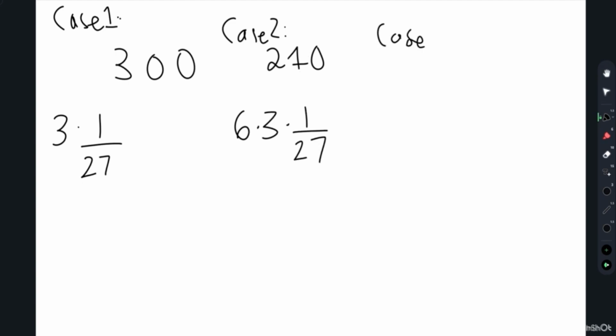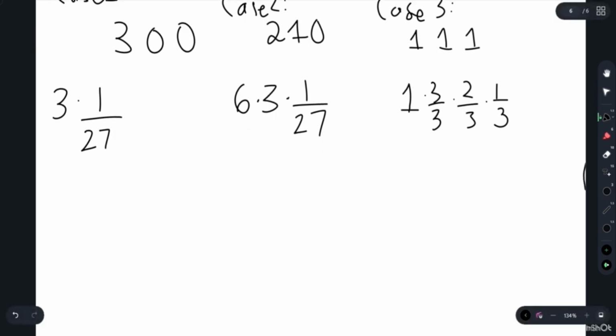Now the last case, case 3, is that 1 is the maximum, which means that we have 1, 1, 1. And so from here, there's one way to choose them. The first coin has 3 out of 3 choices to go, the second coin has 2 out of 3 choices to go, and the last coin has 1 out of 3 choices to go. So this is just 2/9.